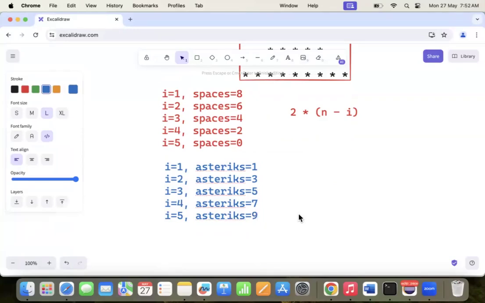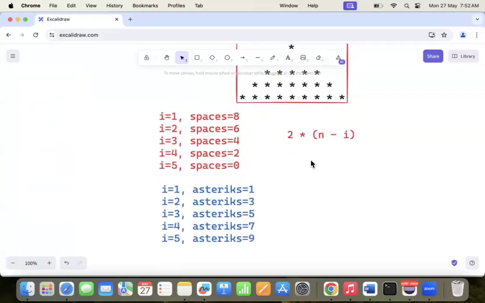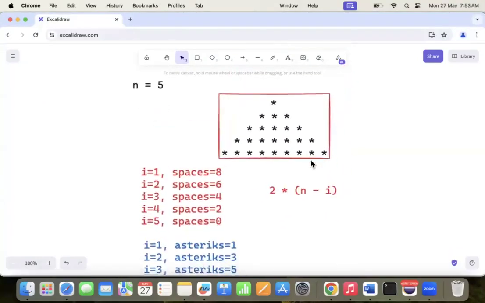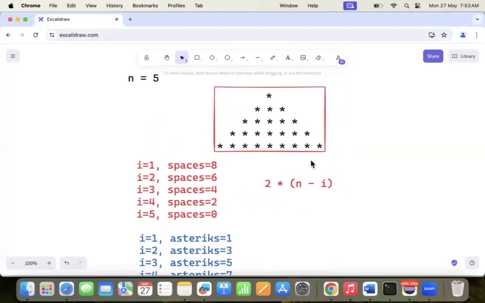Folks, could you form any logic between the value of i, n, and the number of asterisks? 2 into i minus 1. Could you form any logic?